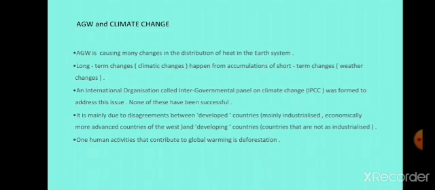3. An international organization called Intergovernmental Panel on Climate Change, IPCC, was formed to address this issue. None of these have been successful. It is mainly due to disagreement between developed countries, mainly industrialized, economically more advanced countries of the West, and developing countries that are not as industrialized.